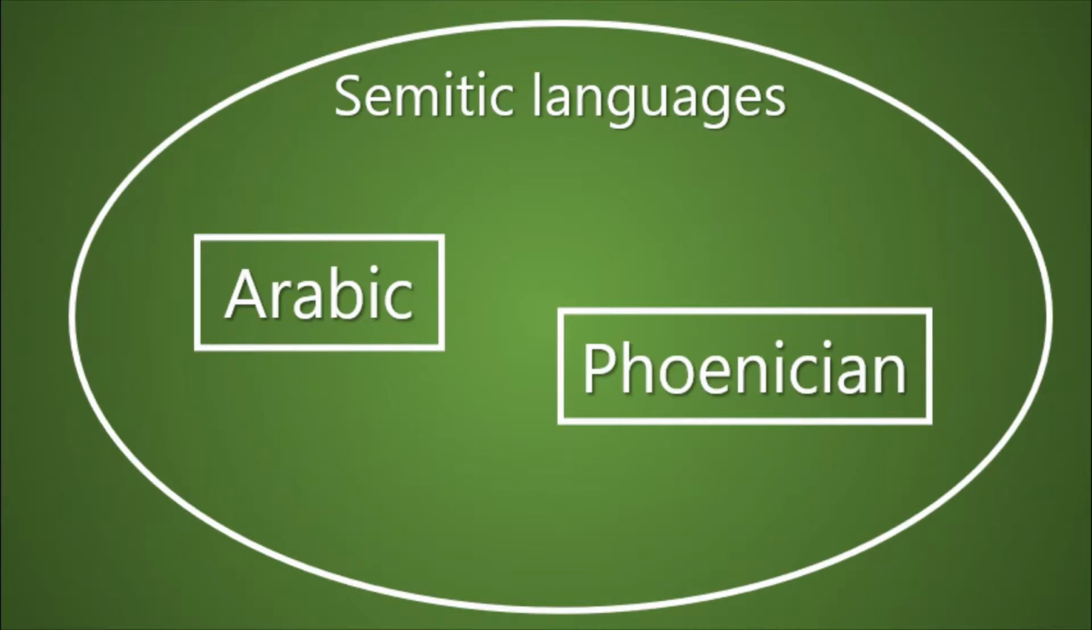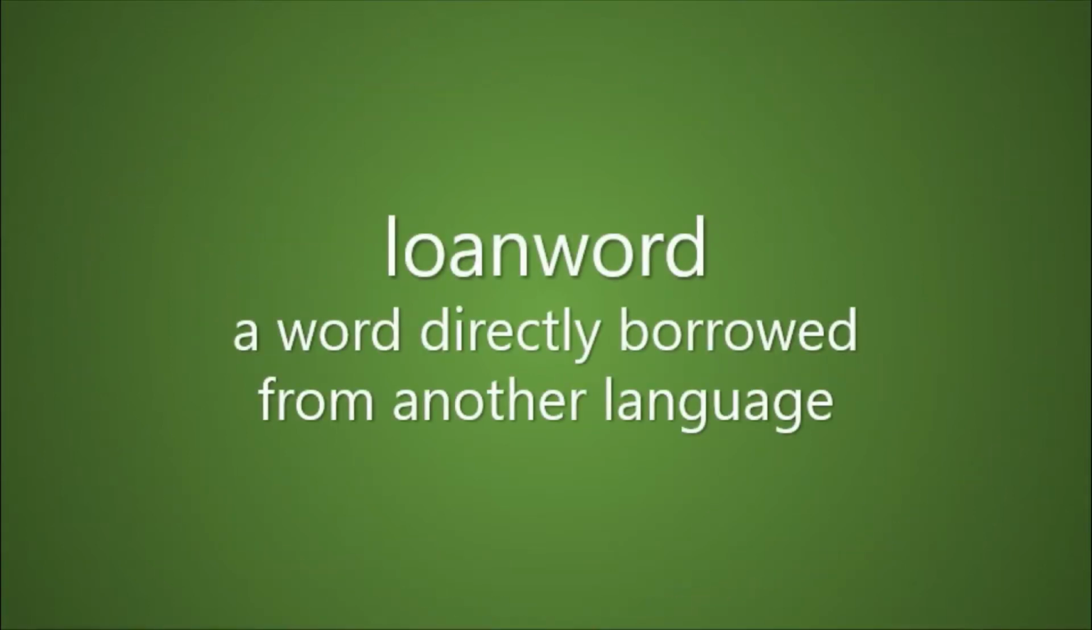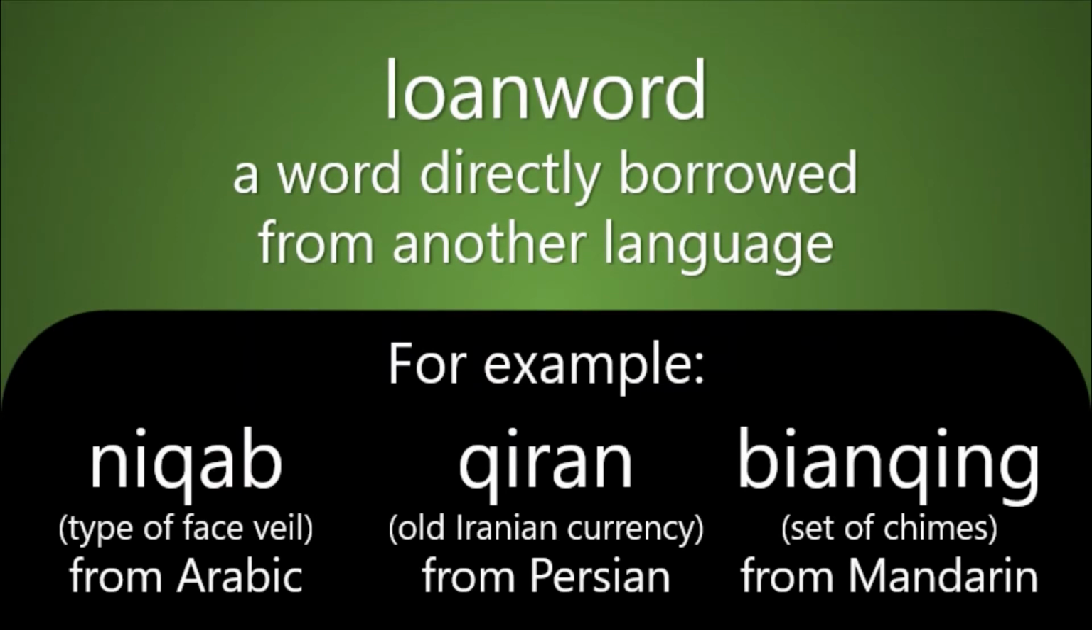Words directly borrowed from another language are called loanwords. Almost all the words in English which include Q not followed by U are loanwords from a language such as Arabic, Persian, or Mandarin, which has sounds that don't exist in English. Q is used to approximate these sounds.